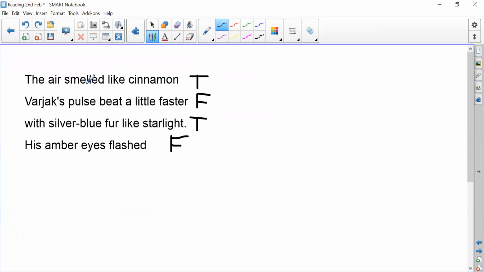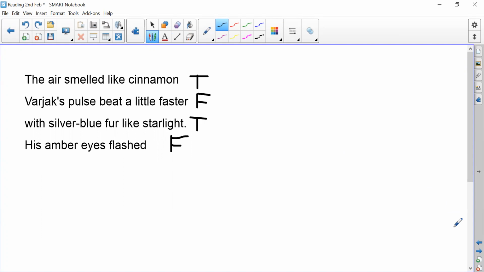And then the similes: the air smelled like cinnamon is true. Varjak's pulse beat a little faster, that's just an explanation. It's not comparing anything, so that's false. With silver blue fur like starlight, it's true. And his amber eyes flashed, again that's just saying what happened. It's not comparing the eyes to anything, so it's false.